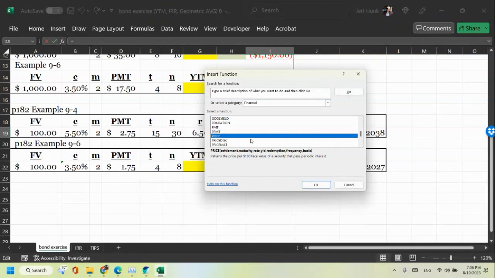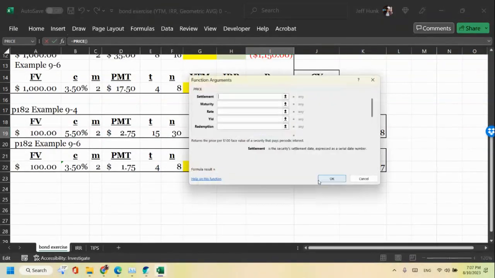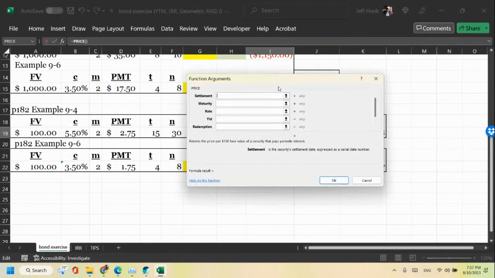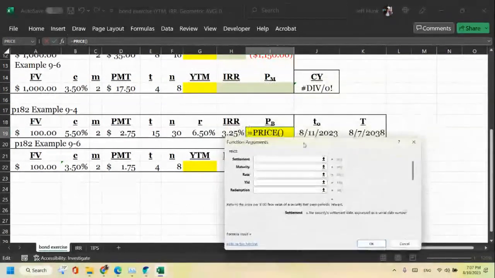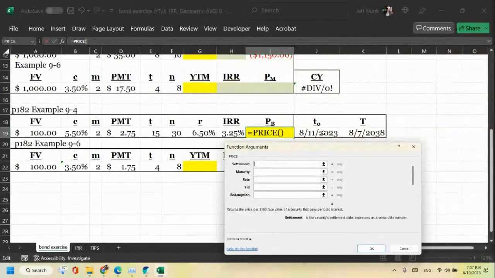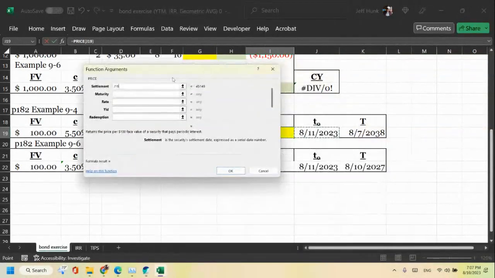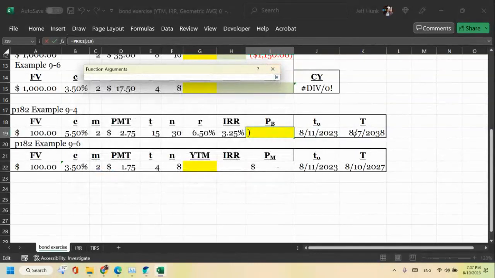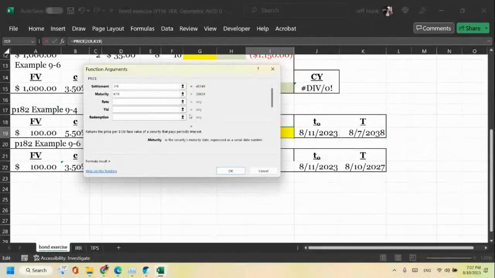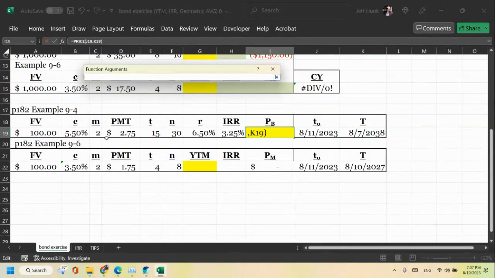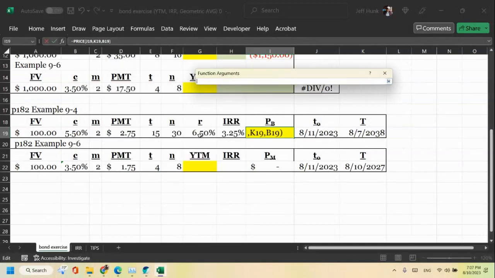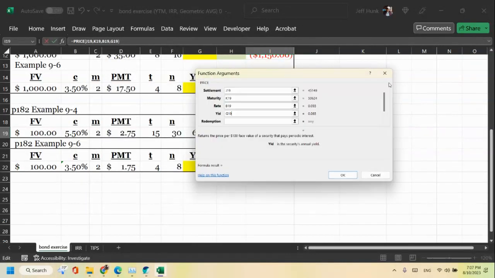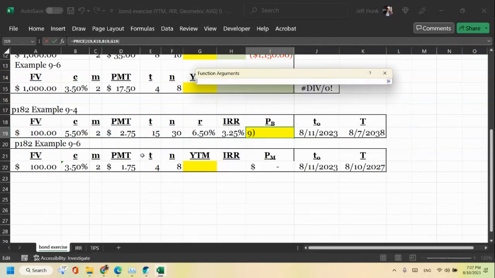There is price. And it's asking for all these inputs. Settlement means settlement date, right? You enter this, you click it in. Maturity. This is maturity. Click it in. Rate means coupon rate. So click it in. Yield means discount rate. This is yield, right? And then redemption.